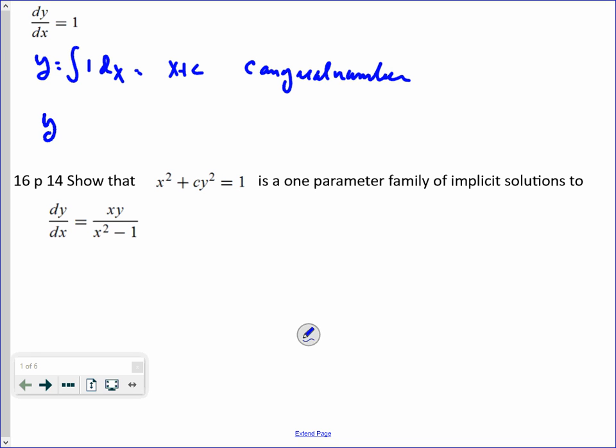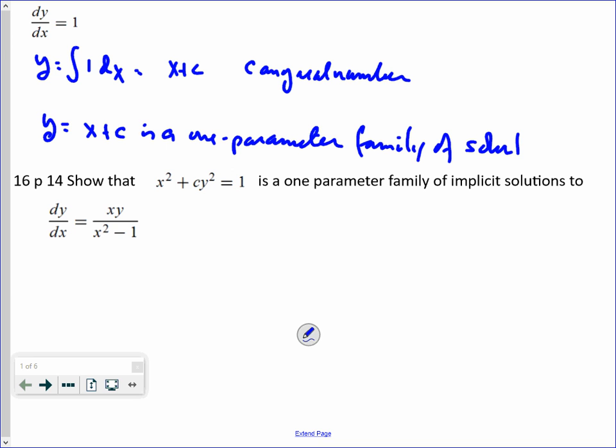So y equals x plus c is a one parameter family of solutions. c in this case is any real number. The parameter just means the different constants I put in give me different solutions. In this case, they're just very simple little different lines. But each different value for c gives me a different solution. Okay.